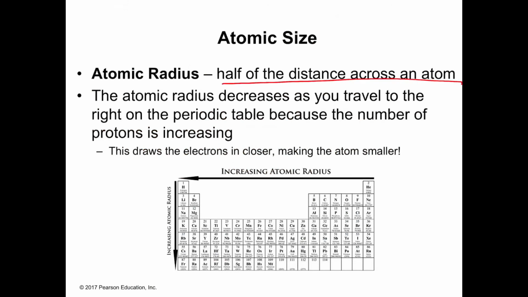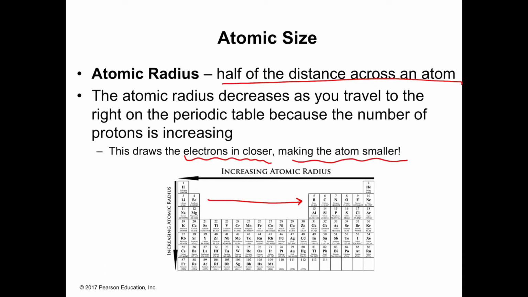So again, atomic radius is half the distance across an atom, and the atomic radius decreases as you travel to the right. So it's getting smaller as you travel to the right because the number of protons is increasing. This draws the electrons in closer, which makes the atom smaller.